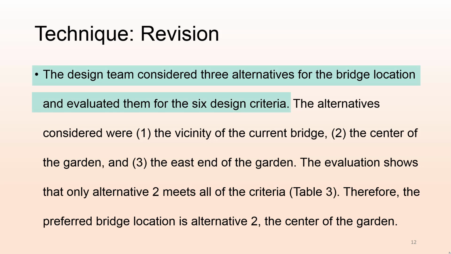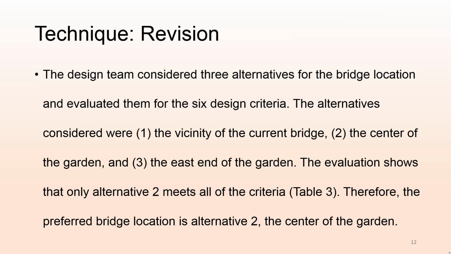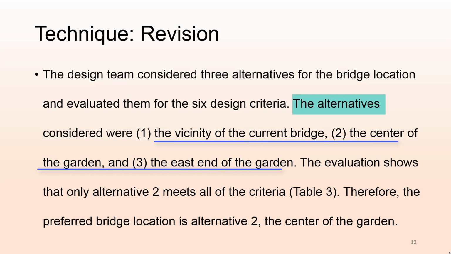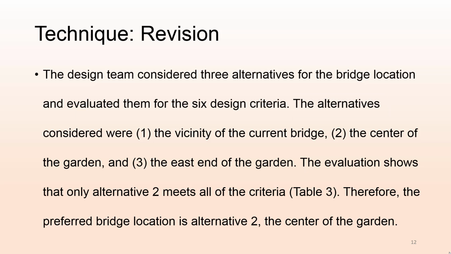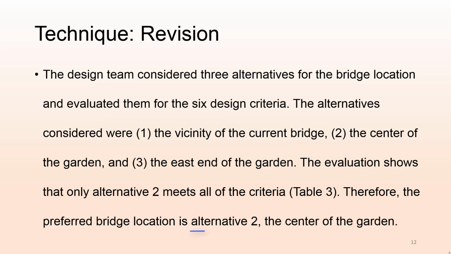The revision provides an opening sentence that starts with known information and also prepares readers for what is to come. This framing sentence prepares readers for all three alternatives, and it prepares them to see those three alternatives against the 6 criteria. The second sentence begins with known information and lists the alternatives. The third sentence uses known information to introduce figure 3. Like the original, the revision ends with the preferred location stated at the end of the sentence and at the end of the paragraph, so it receives emphasis.